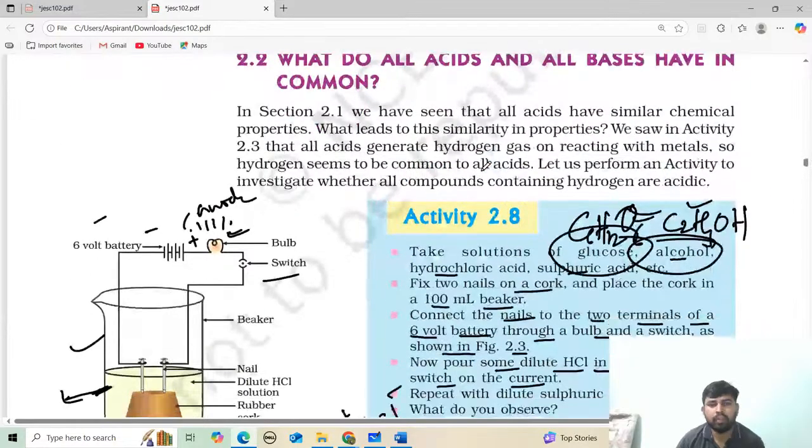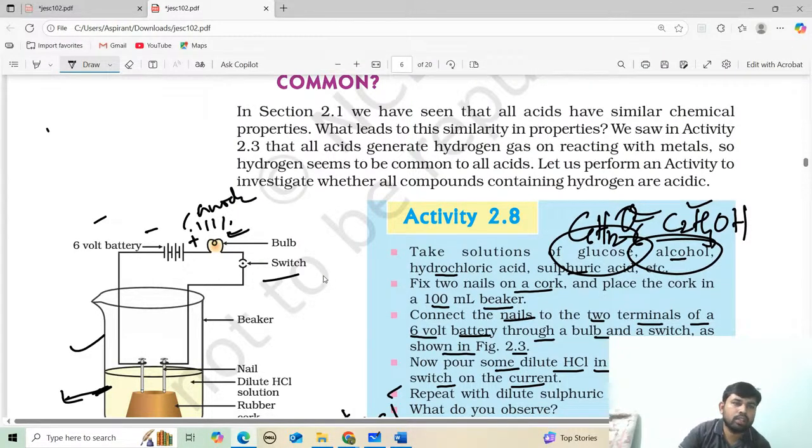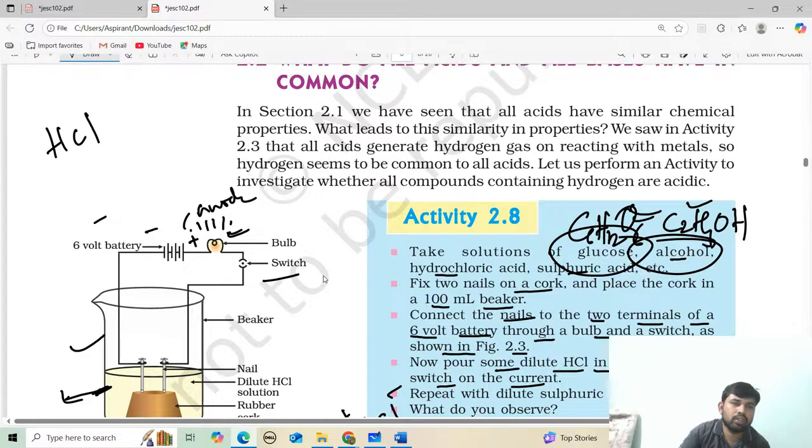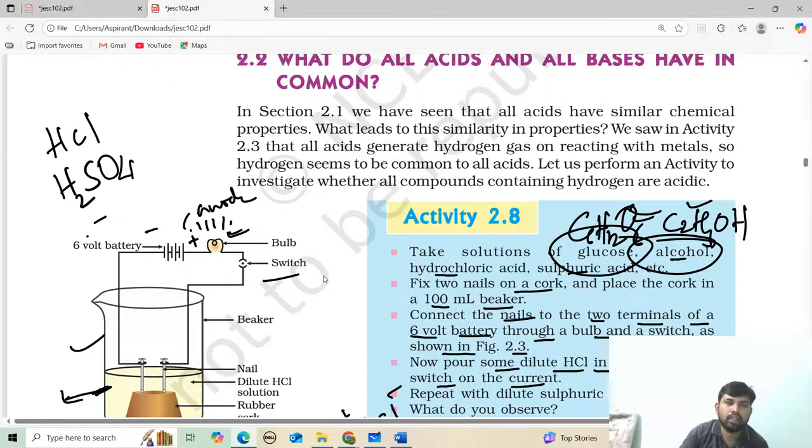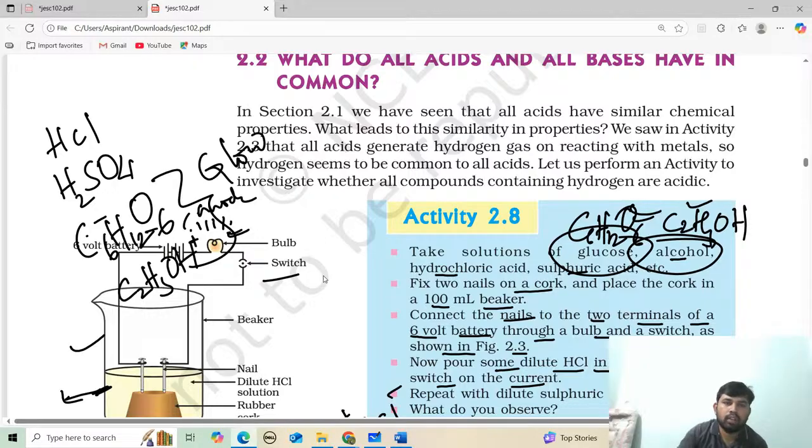In this activity we mainly discussed the acids we took: HCl, and then we discussed H2SO4. Then they asked us to take solutions of C6H12O6 and C2H5OH. These two will not be able to glow the bulb because there are no ions.